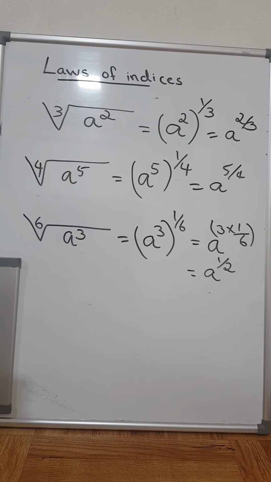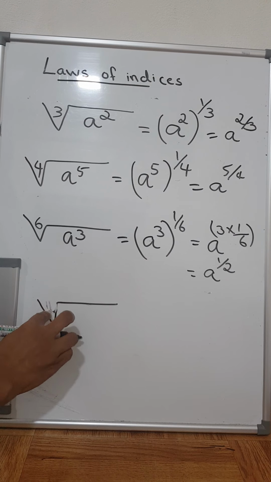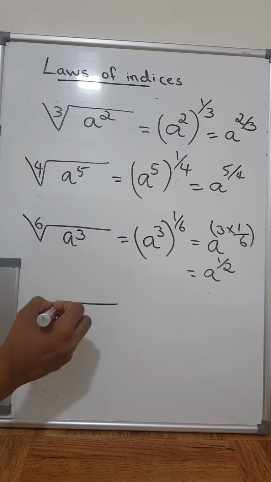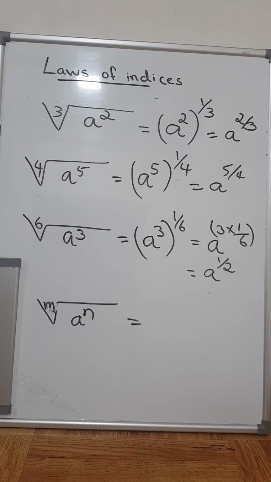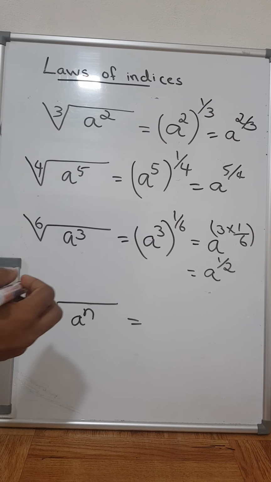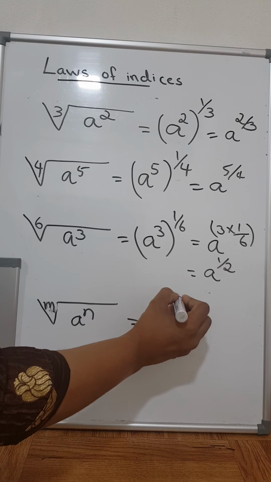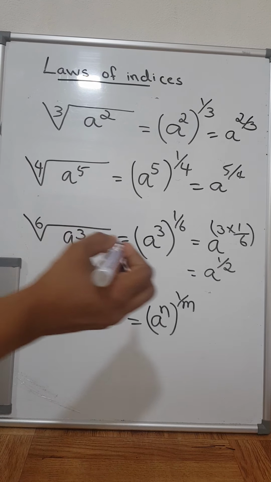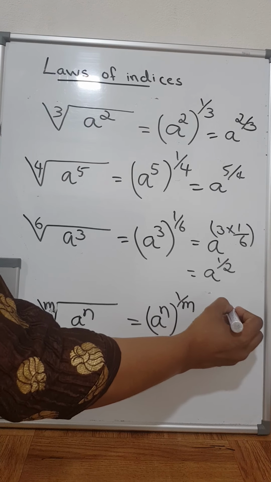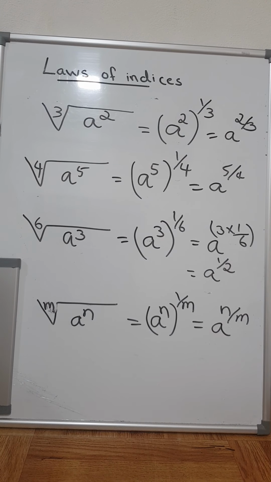Now let's form a general rule. How can we represent mth root of a to the power n as an index? You got the answer, right? This one we can represent as (a to the power n) whole to the power 1 by m. That is a to the power n times 1 by m. That is a to the power n divided by m. Interesting, right?